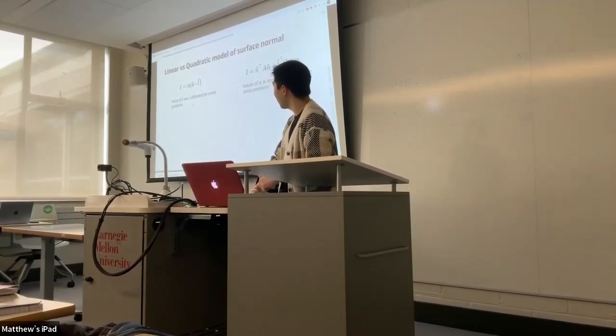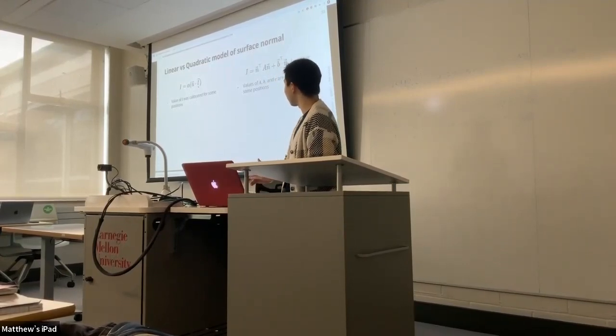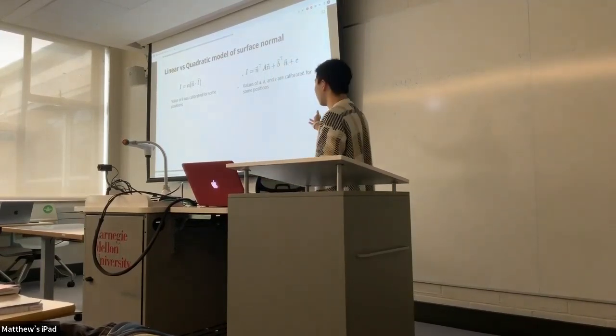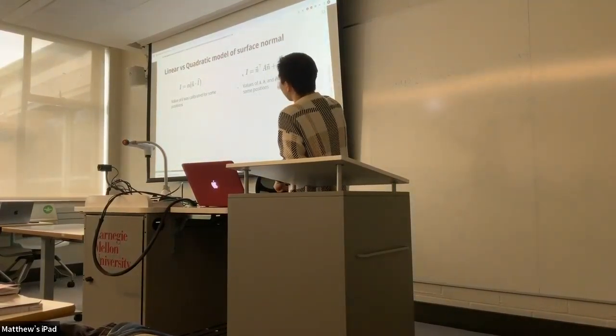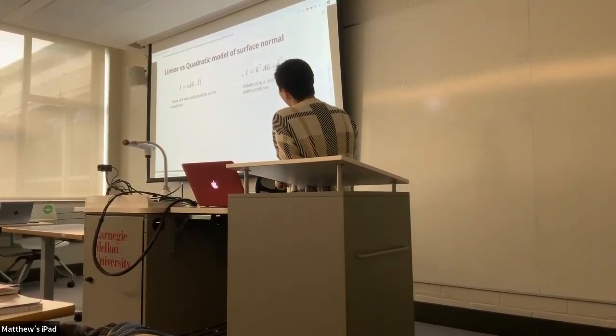We looked at this already. We calibrated the values of the lighting directions for some positions, and this is the more sophisticated nonlinear model that we have. It's a quadratic model with regards to the normal. And similarly, we're going to calibrate for the values of the coefficients A and C.